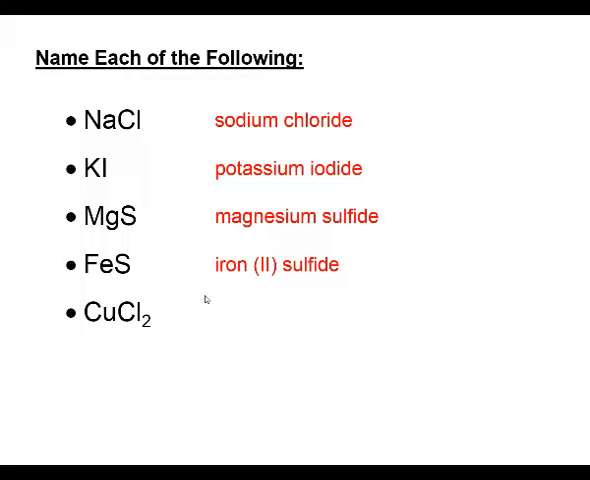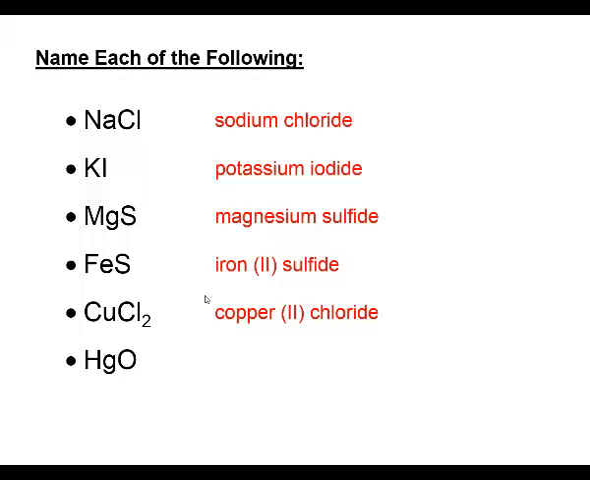So if I use the modern Stock system, I would call that copper(II) chloride. Now remember, copper 1 was the lower of the common charge states for copper. Copper 2 was the higher of the common charge states for copper. So here, since 2 is the higher charge state that's stable, we would use the -ic ending for the classical system of naming. We would call it cupric chloride with the old-fashioned naming. Okay, so let's look at another example here.